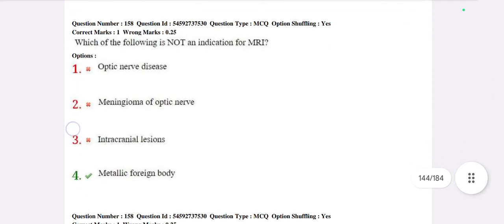Next question is which of the following is not an indication for MRI? First, optic nerve disease. Second, meningioma of optic nerve. Third, intracranial lesion. Fourth, metallic foreign body. Correct answer is metallic foreign body.